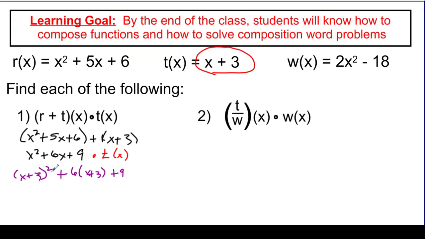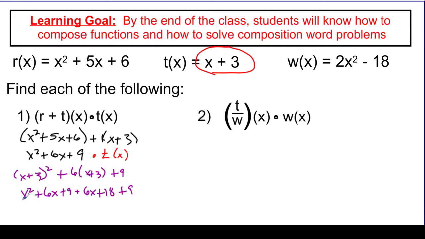Again, I'll let you go through. You should know what x plus 3 squared means. It does not mean x squared plus 9. It actually means multiply x plus 3 with itself, and we're going to get x squared plus 6x plus 9. That is the square of x plus 3. I can distribute, and I'm going to get a 6x plus 18. And then I have this 9 sitting there at the end.